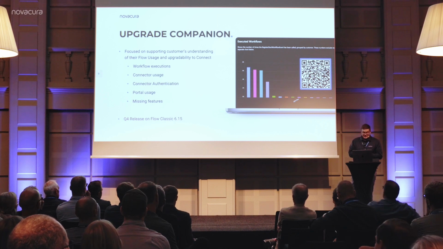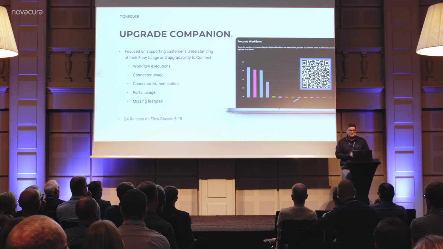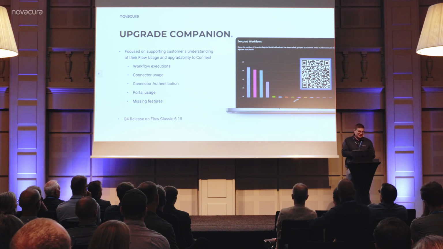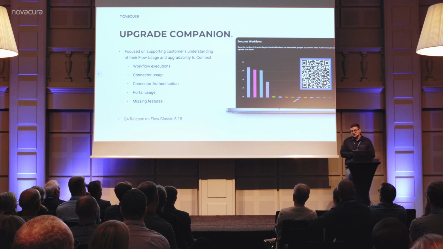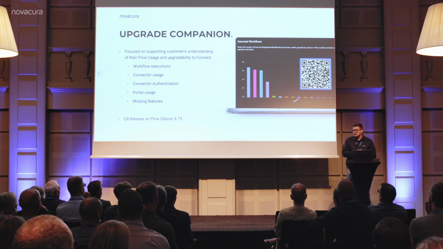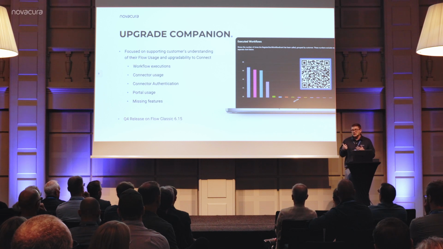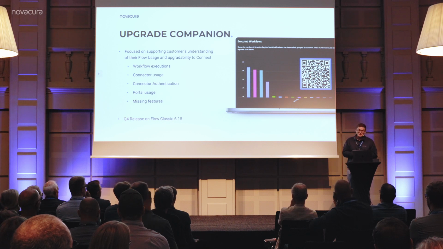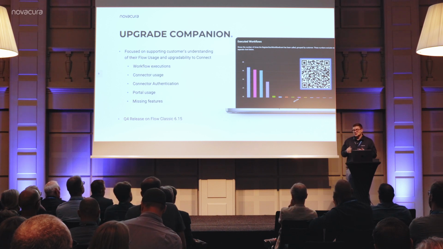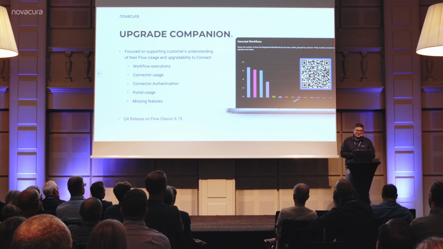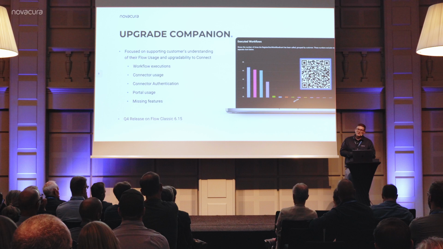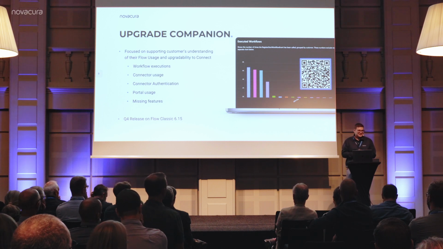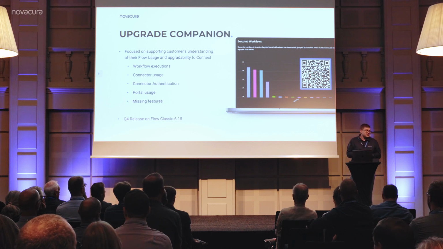So if you're not running 6.15, here's my push to say, go to 6.15. When 6.15 is available in the next quarter, we'll do a packaged update for 6.15, and that will include this upgrade companion. Not only will it provide analytics that we can help support you guys on your journey to Flow Connect, it'll also help you see how your users are executing flows, right? So a very frequent question that we get from our customers is, how do I know which workflow is the most executed workflow on the system? How often is it being executed, right? The upgrade companion is a good way to get those answers.